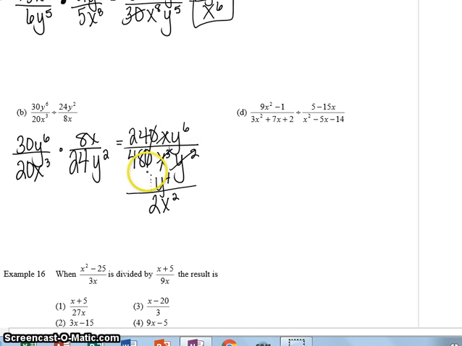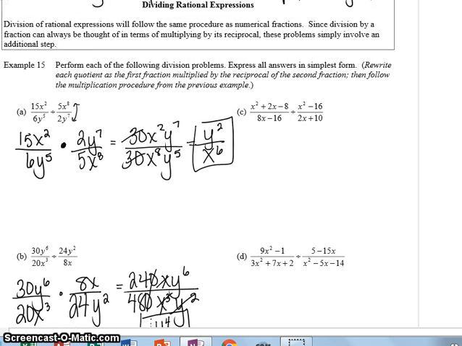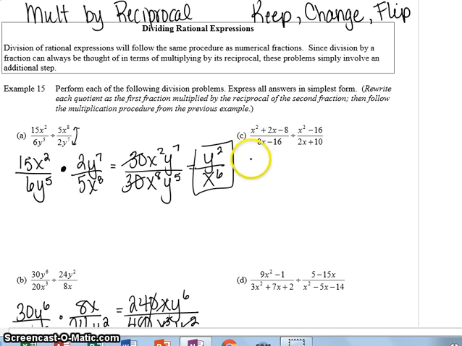So my answer is y to the 4th all over 2x squared. Okay? All right, C. So I'm going to keep this, change it to multiplication, and then flip. Okay? So your 2x, just to show you the flip, you're going to have 2x plus 10 all over x squared minus 16 for that second fraction. Okay? But now I'm going to factor that as well at the same time.